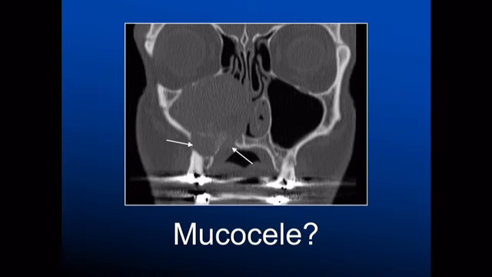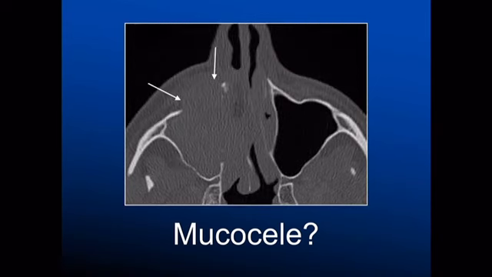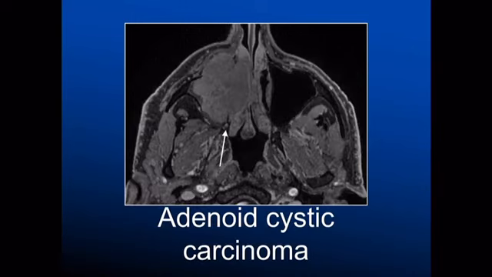Like Mitesh was talking about before, the bones become splintered. There hasn't been a chance for remodelling. The whole of the tooth root's been completely eaten away. And again, we've got expansion out into the premaxillary tissues, which doesn't happen very often with inflammatory sinus disease. And this ended up being an adenoid cystic carcinoma.